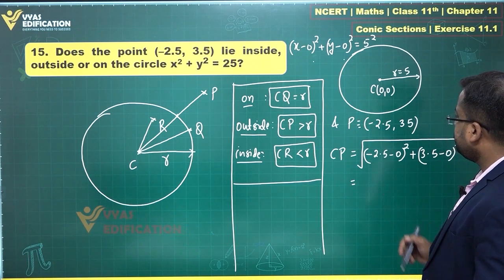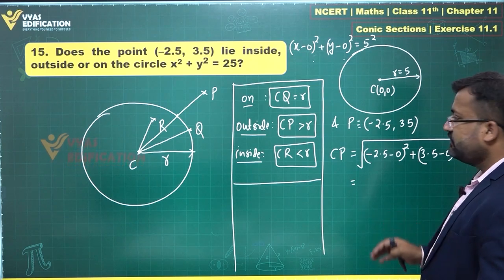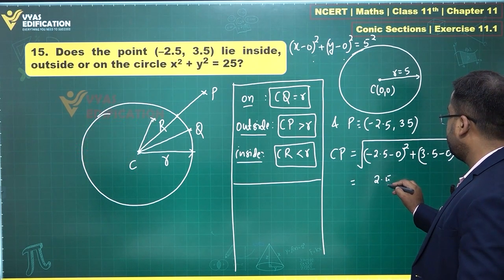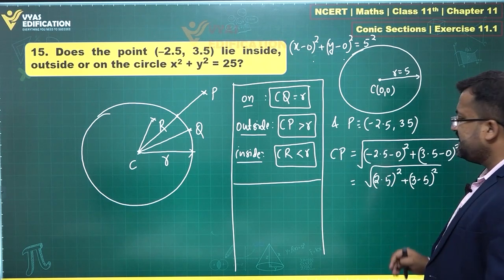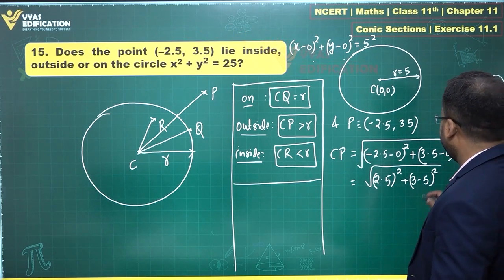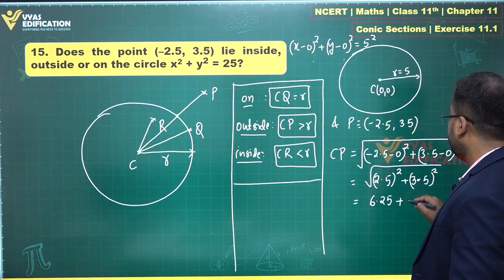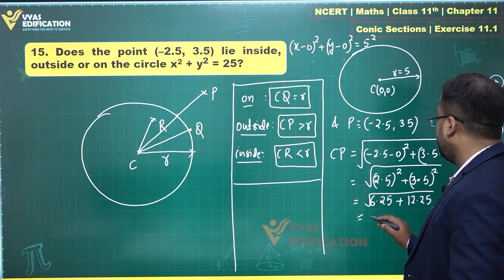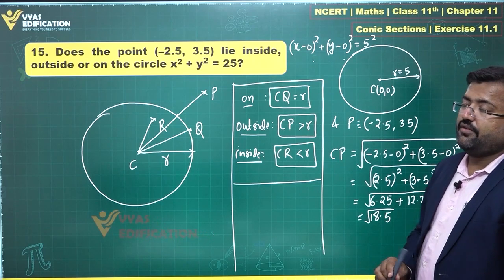Here we have minus 2.5, which actually becomes 2.5 square only, and this is 3.5 square. Can I find the squares? Yes, I can find the two squares easily. 2.5 square is 6.25 and this is 12.25. Pretty simple, yes. And this total will become the square root of 18.5. This is what I'll have.